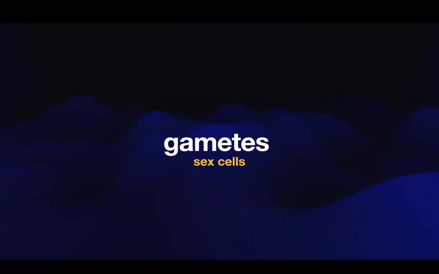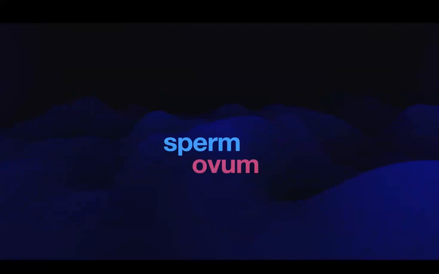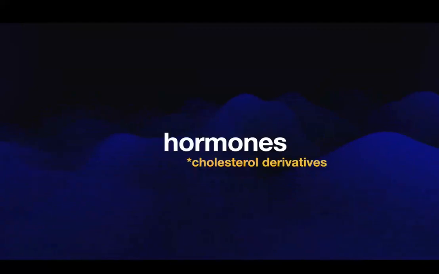For males, that's going to be sperm, and for females, that's going to be ovum. Both sperm and ovum have 23 chromosomes. But when they fuse, suddenly it becomes 46, which is the exact same number as a somatic cell. Therefore, a human life is formed from this combination.